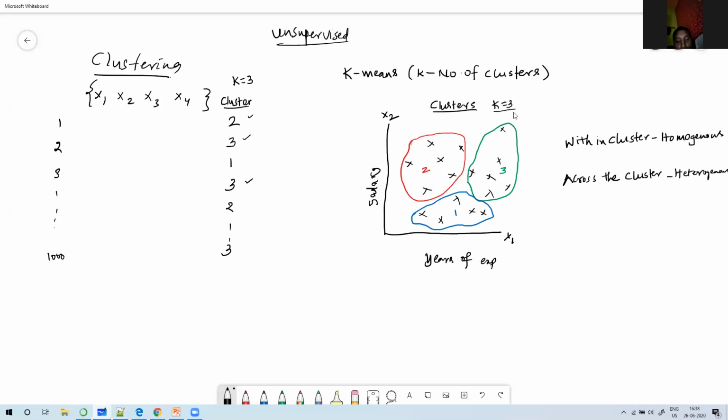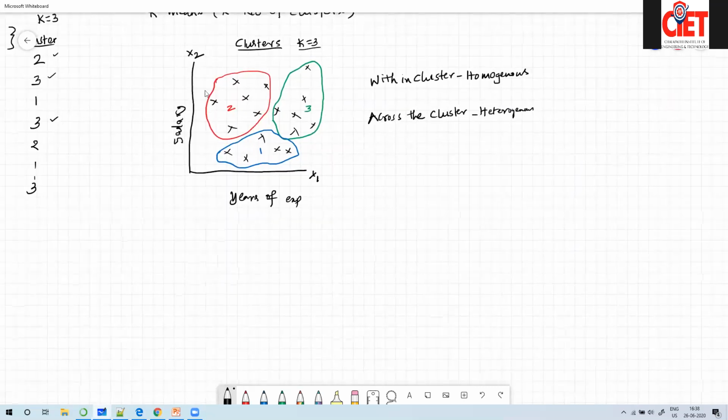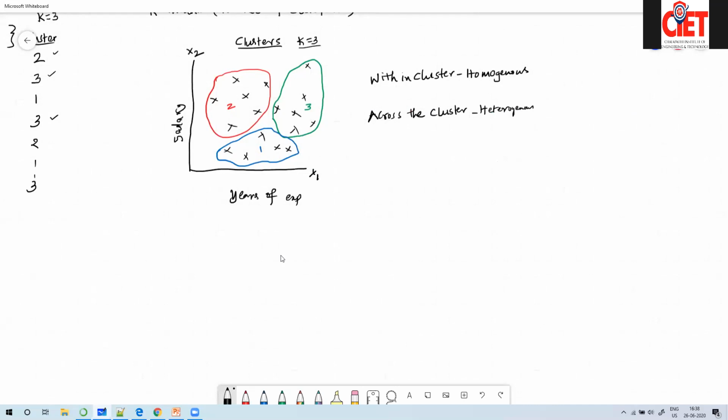Okay, so the first step in k-means clustering is we need to decide the value of k, how many clusters we are trying to form. And how do we choose this value of k? Yes, we do have analysis for that as well. But let's first understand how the k-means algorithm grouped these observations.